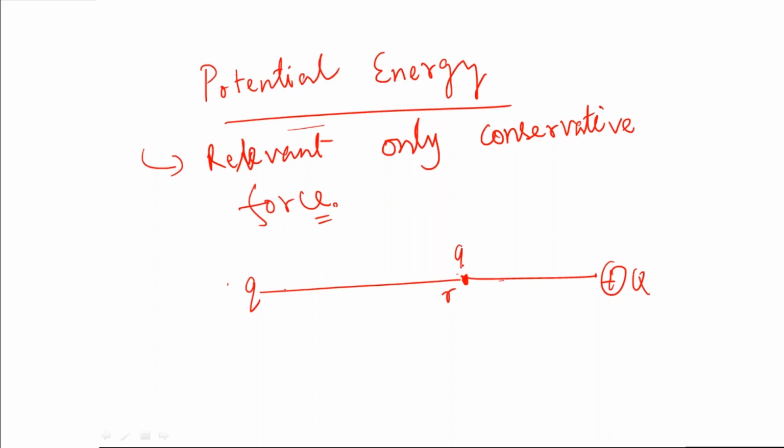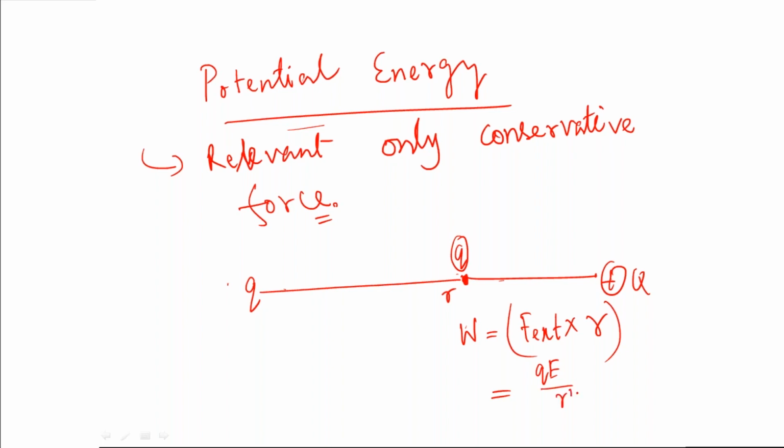Suppose at this point you have brought the charge. At this point the capital Q will have the potential energy, which is actually the work done by the external force to bring that test charge here. If this is r distance, this is F into r. What is the force? The force is the electric force, the electric field into Q.